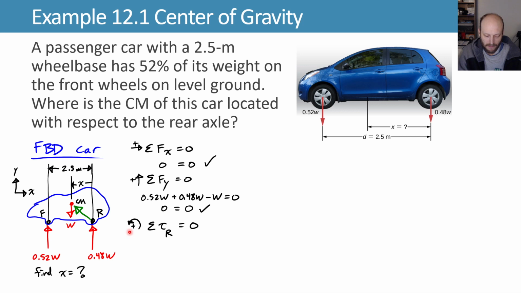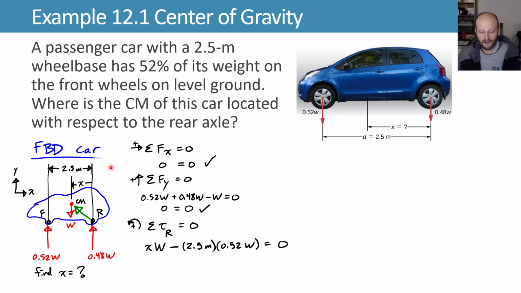We'll call counterclockwise positive, and this weight w is trying to go counterclockwise about my pivot point, the rear wheel, which means that it will be a positive contribution of x times the weight w. And this 0.52 weight will be a negative contribution because it's trying to go clockwise times its lever arm of 2.5 meters. So we get xw minus 2.5 times 0.52w equals 0.